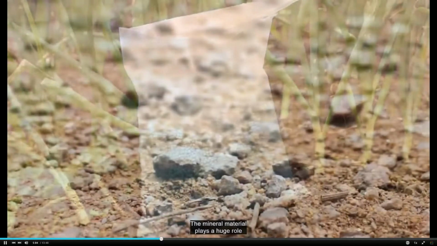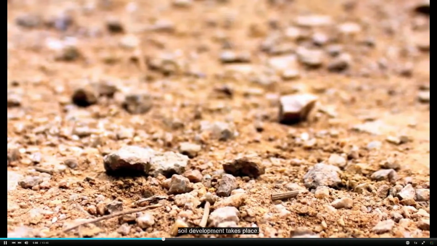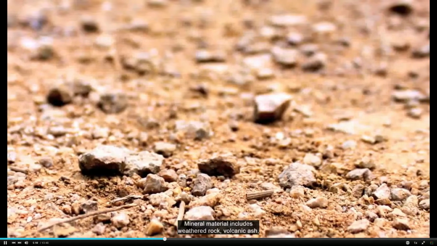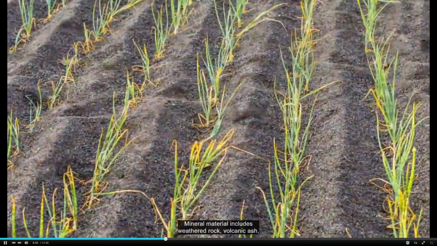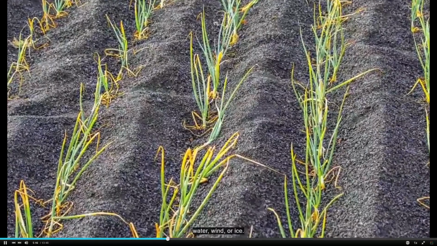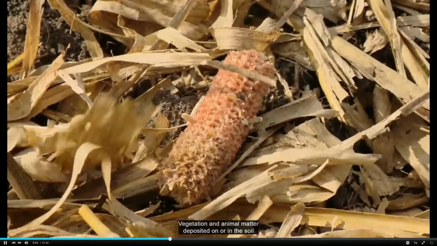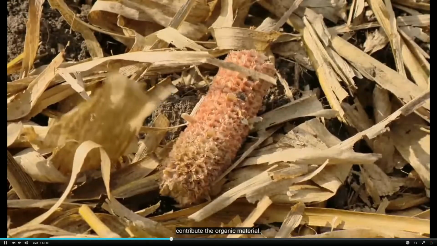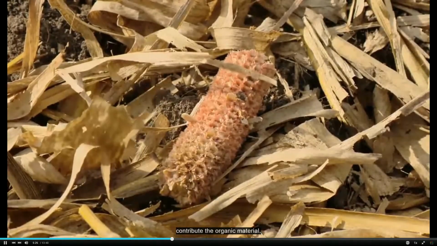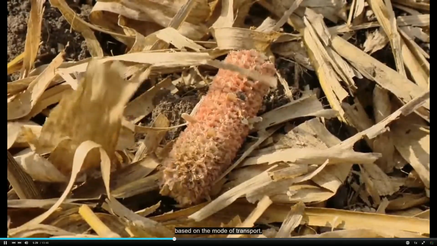The mineral material plays a huge role in the type of soil developed and the rate at which soil development takes place. Mineral material includes weathered rock, volcanic ash, and sediments which were moved and deposited by water, wind, or ice. Vegetation and animal matter deposited on or in the soil contribute the organic material. Soil parent materials are categorized based on the mode of transport.